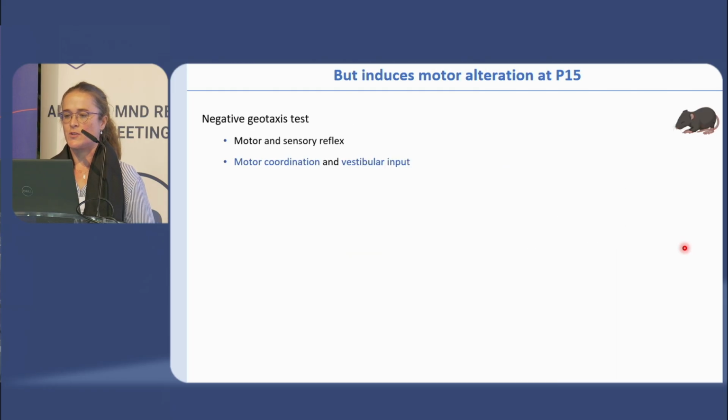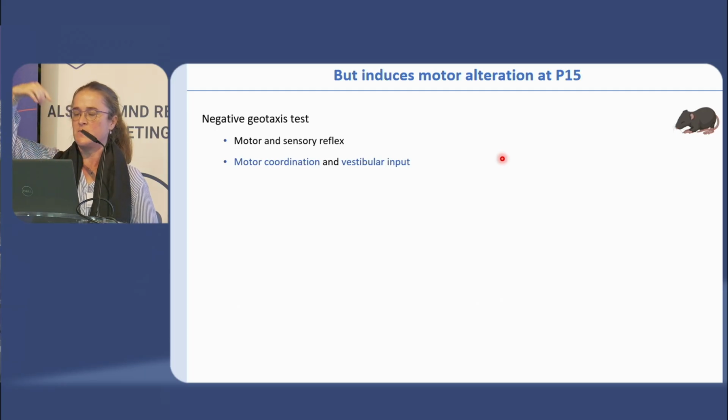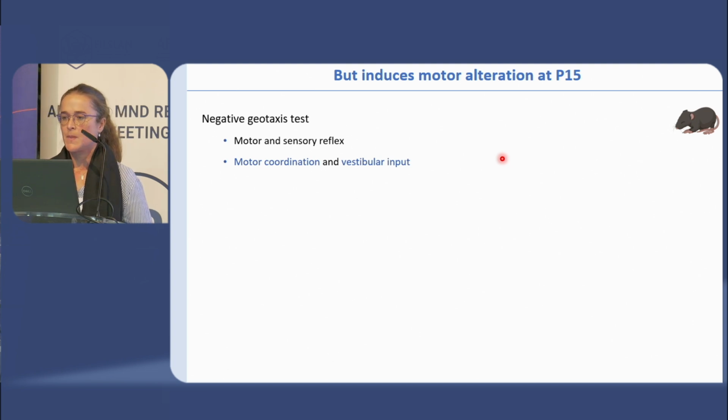So we need to change a little bit this assessment because at P15, this test was really too easy for all the mice. So we decided to, let's say, make an equivalent that is more suitable. That is the negative geotaxis test. So the idea is to put a mice in an inclined plane, the head down, and to look the time necessary to go back in the right direction. And it involved both motor and sensory reflex, and also motor coordination, and, let's say, a good vestibular input. There, no alteration were observable.